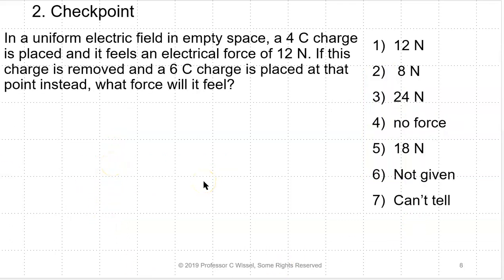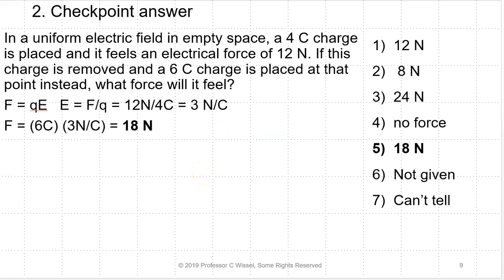In a uniform electric field in empty space, a 4 Coulomb charge is placed and it feels an electrical force of 12 newtons. If this charge is removed and a 6 Coulomb charge is placed at that point instead, what force will it feel? Well, the force is going to be Q times E, so E equals F over Q. You take the 12 newtons divided by the 4 coulombs. That gives you the electric field of 3 newtons per coulomb. The force from that electric field on the 6 Coulomb charge would be 6 times 3, and that would be 18 newtons.